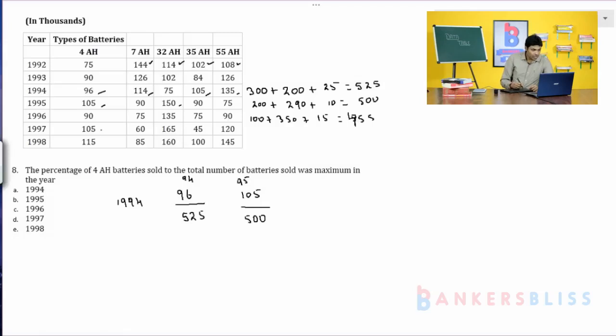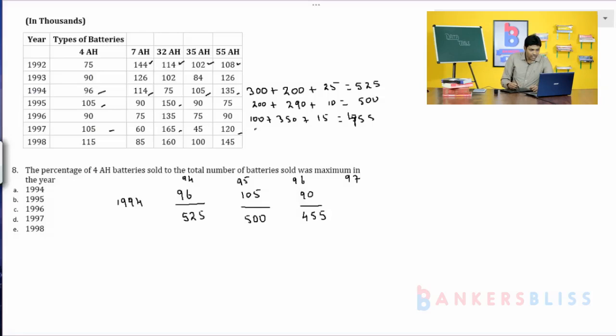So next, go for 1997. See here, in 1996, the 4AH battery is 90, 90 divided by 455. So next 97, you consider 97, so 105 you consider only 100, here you take 100, here you take 100.